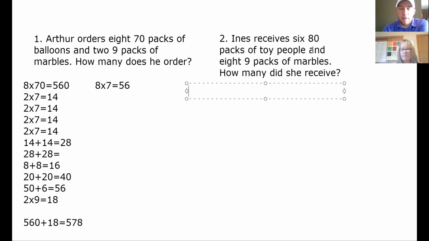So the first part says Eins receives 6 80 packs. So each pack is 80, all right, and I have 6 of them. So what I'm going to be doing here is I'm going to be taking 6 times 80. Okay, so in this case right here, I'm going to bank off of what Mrs. Campbell mentioned earlier. And with this, I know that with having a 0 at the end of 80, the final number in this equation is going to be a 0. All right, so I know that's a truth. So now it just comes down to me taking 8 times 6.